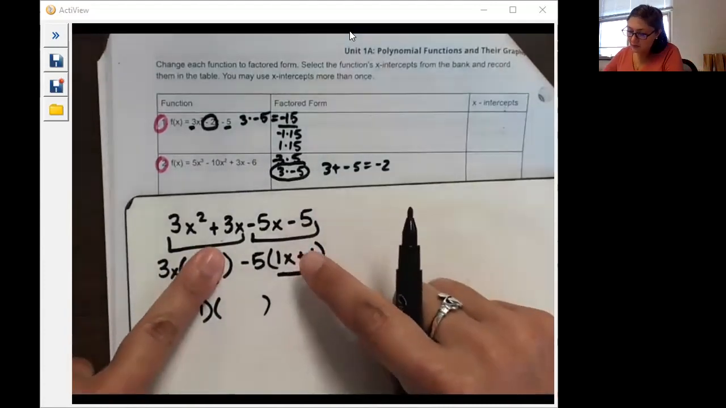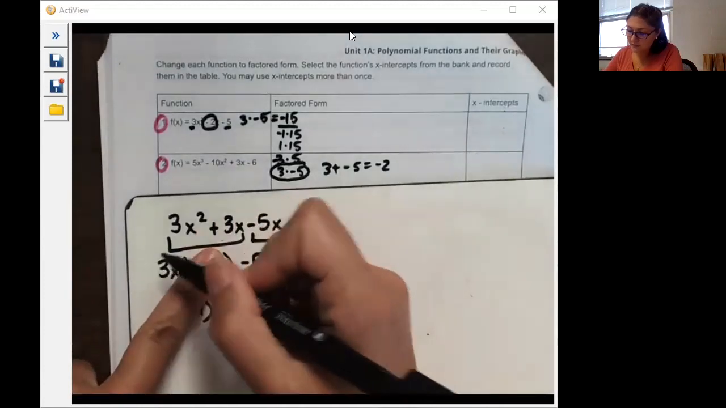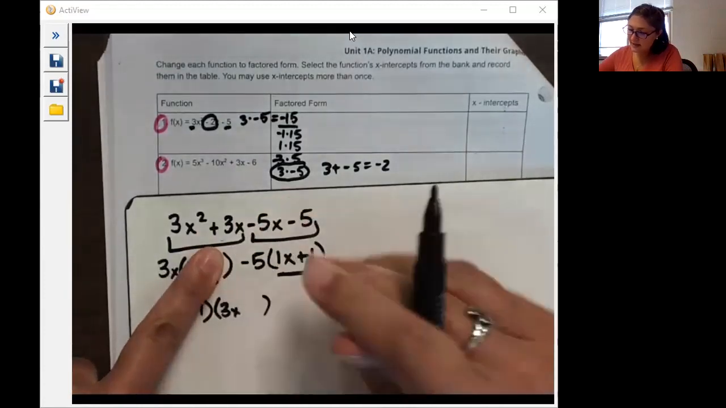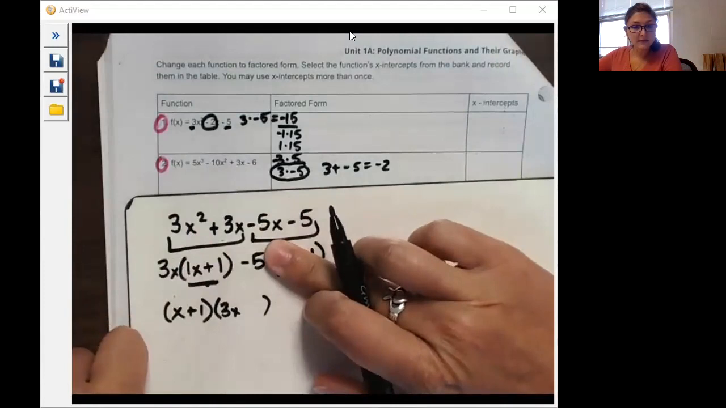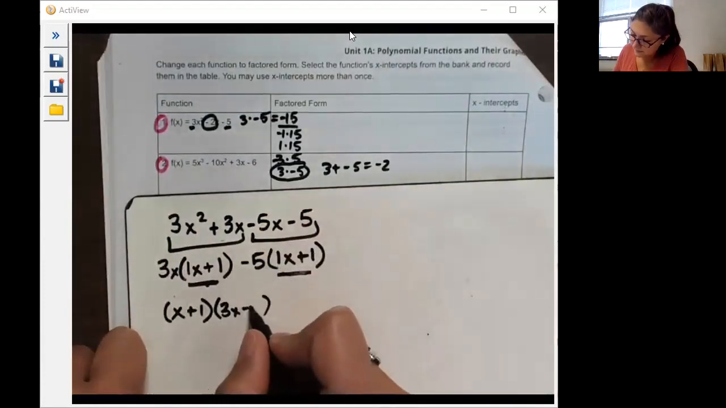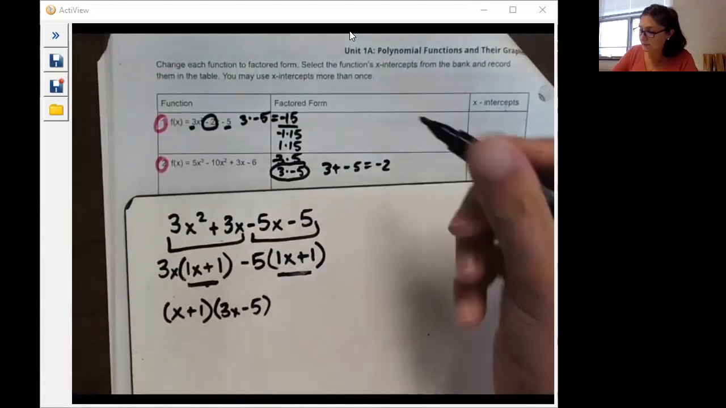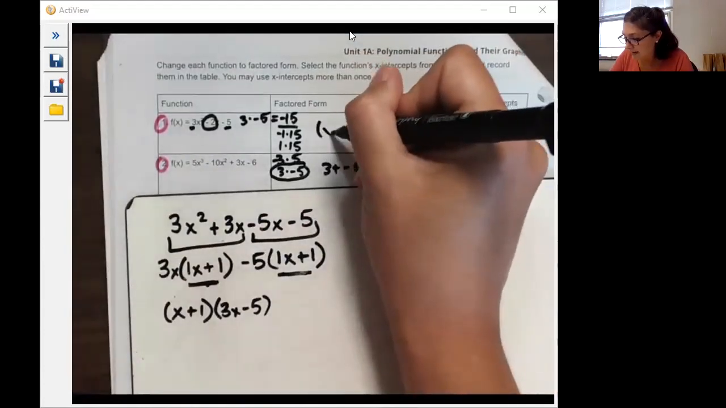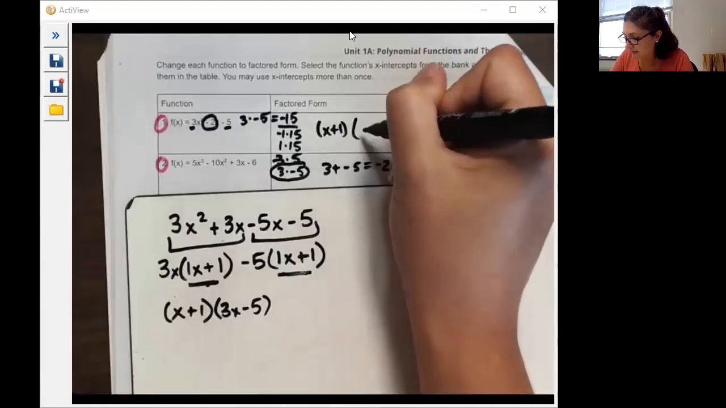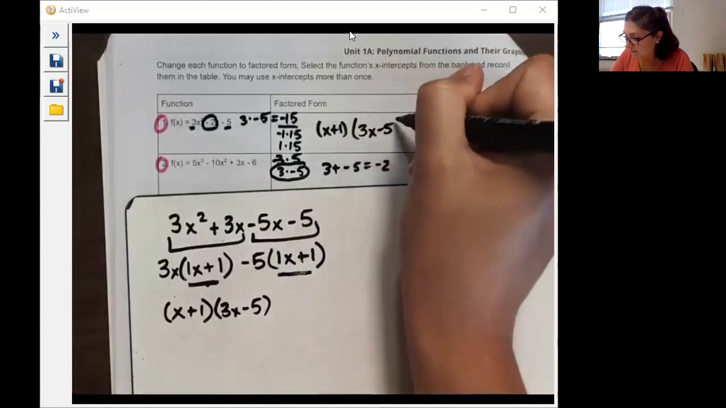If I factor it out from that first piece, I'm left with 3x. If I factor it out from the second piece, I'm left with minus 5. Okay, so this would be my factored form for number 1, x plus 1 times 3x minus 5.